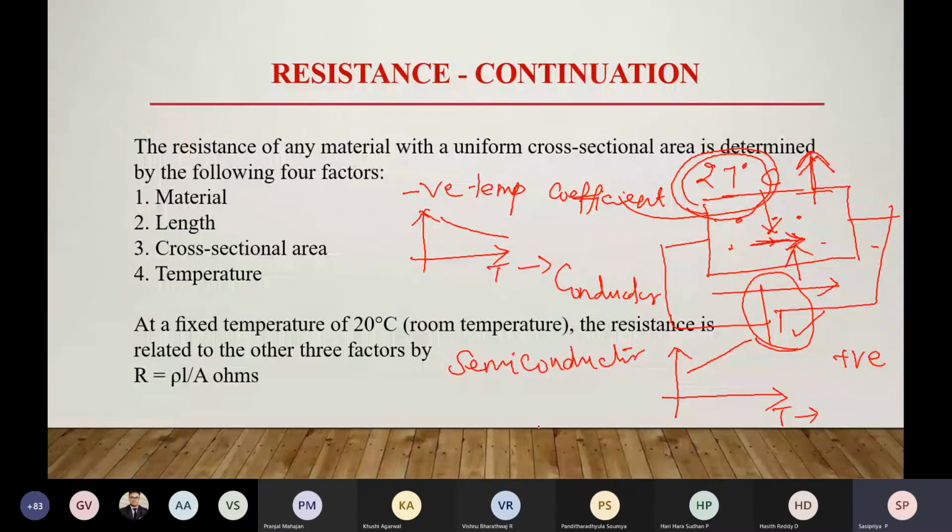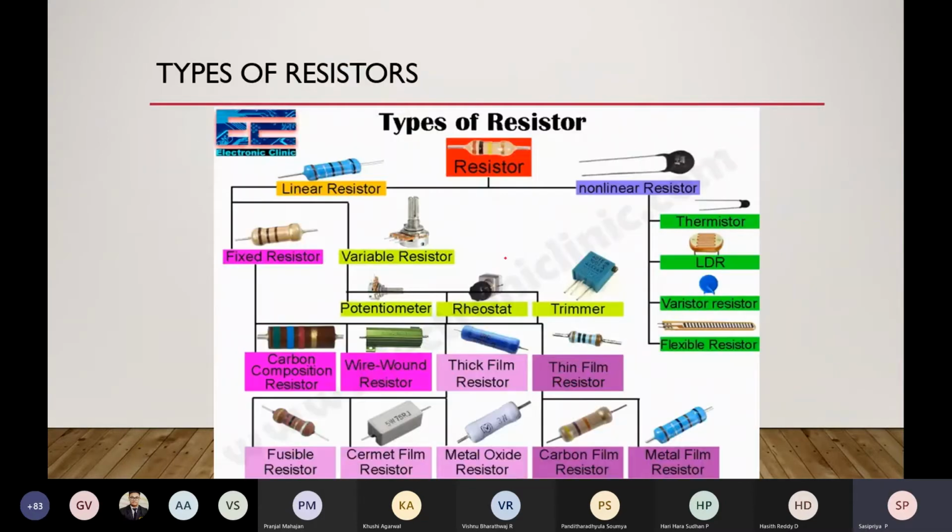That's what the rho is. Even though in this equation we don't have a direct temperature element, indirectly the resistivity of the material depends on temperature. Now, these are all the different types of resistors.